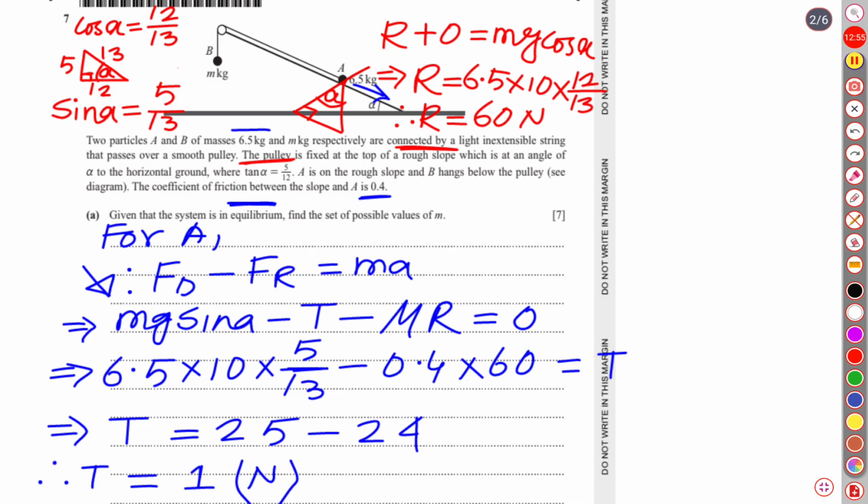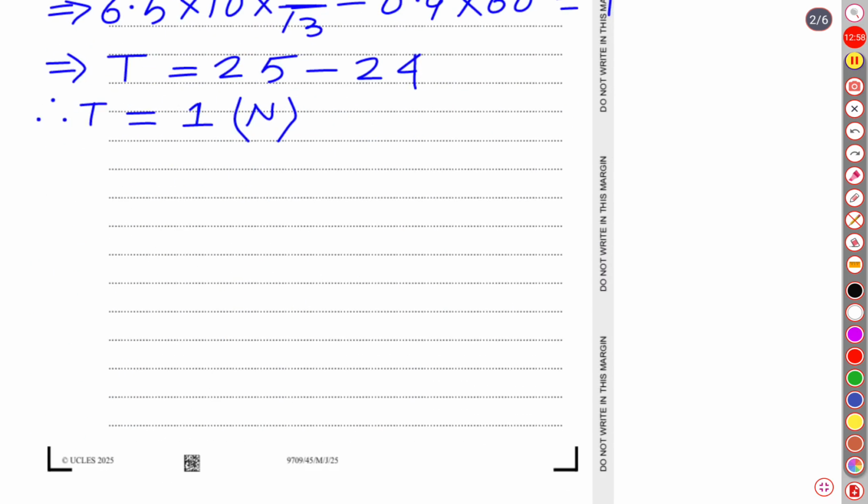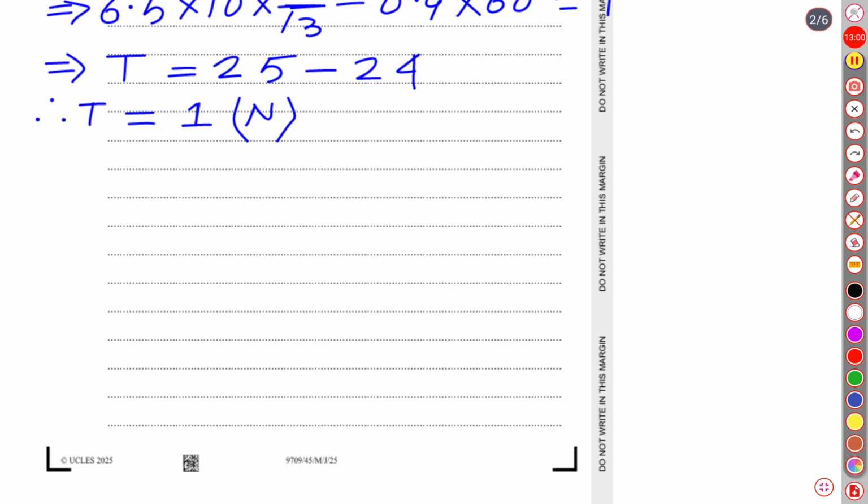So the other possibility is when the particle moves up. So for moving up, the direction is, it is moving like this. And the concept we are going to apply is exactly the same. Driving force minus resistance to motion is equal to mass into acceleration.